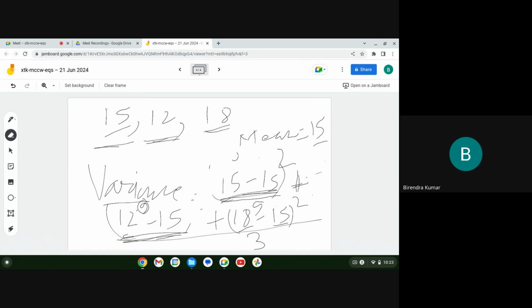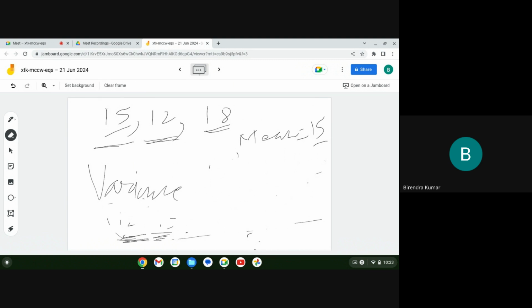So I got my variance equals, how much did I get? 6. My variance equals 0 plus 9 plus 9 divided by 3. And this 3 is nothing but the number of numbers I have in the set for which I'm trying to find out the standard deviation. So this got me 6.